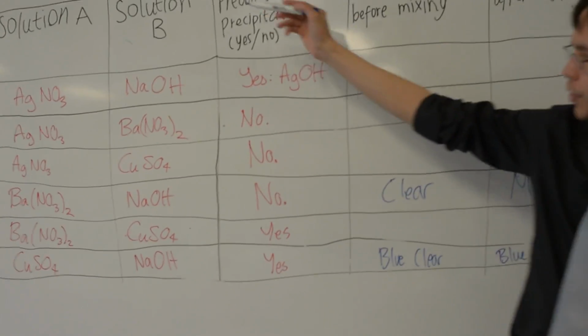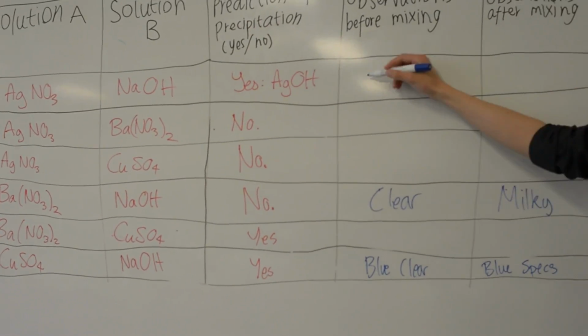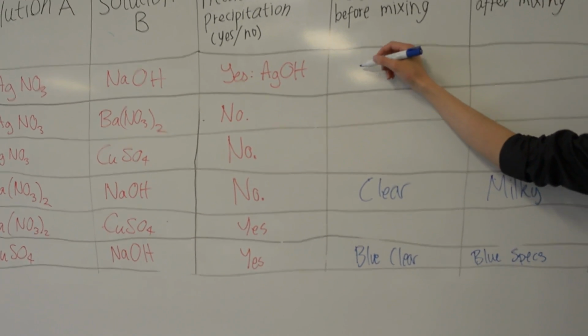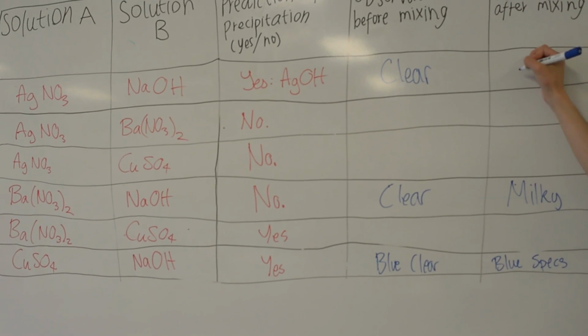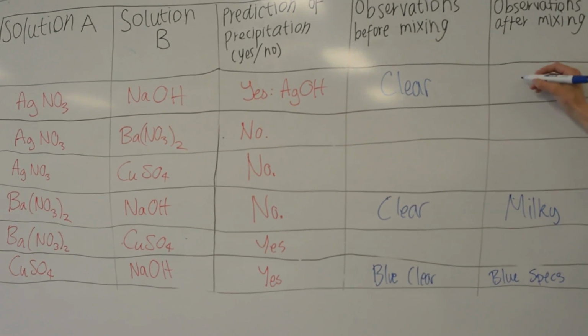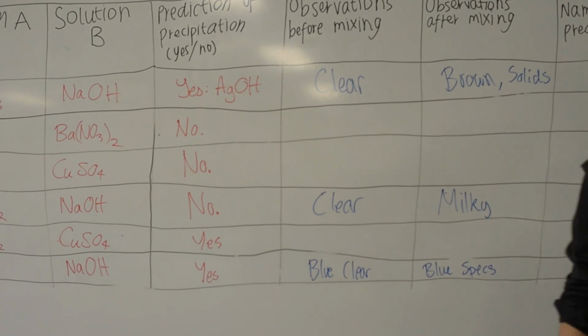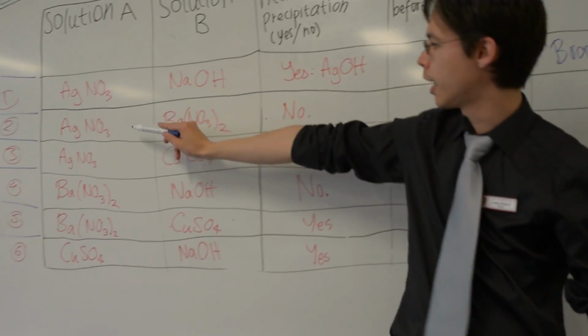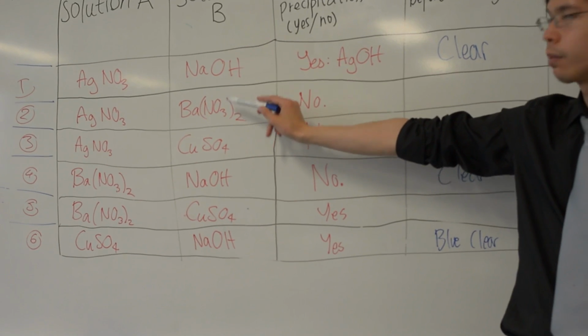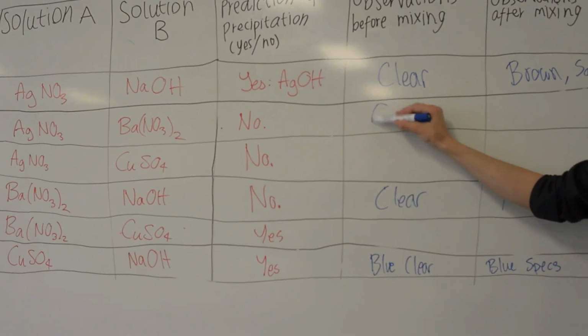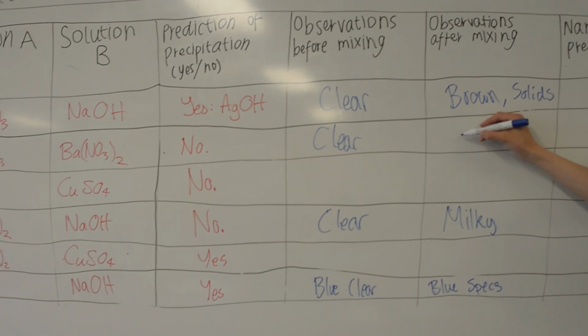Observations for the first one with silver nitrate and sodium hydroxide. What did it look like before you mixed them? They were both clear. What happened when you mixed them together? They went brown. They had solid bits in it. Okay, the next one. Silver nitrate and barium nitrate. We predicted that it would precipitate. What did you see beforehand? Clear? What about afterwards?